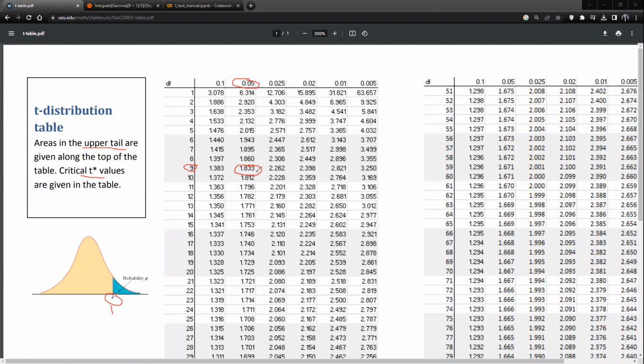So let me go write this over here. Certainly our t value is huge compared to this one, right? So t equals 1.833. That's our t star. And our t value is like 16 something.